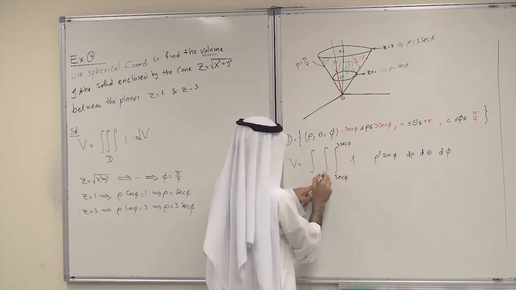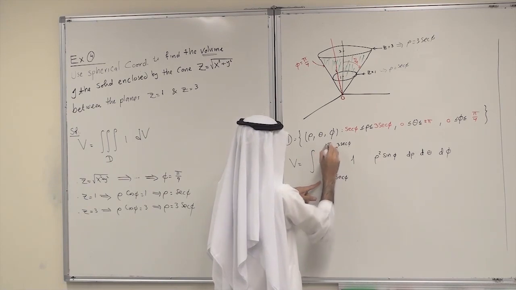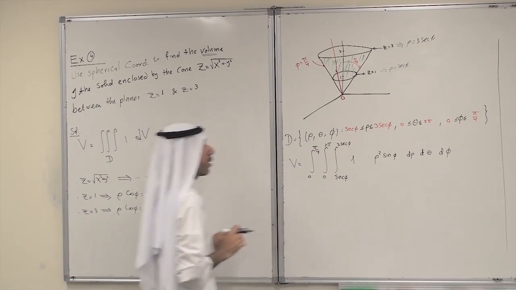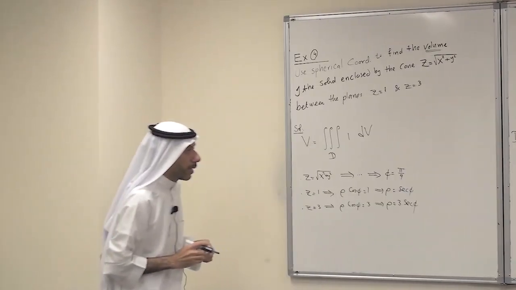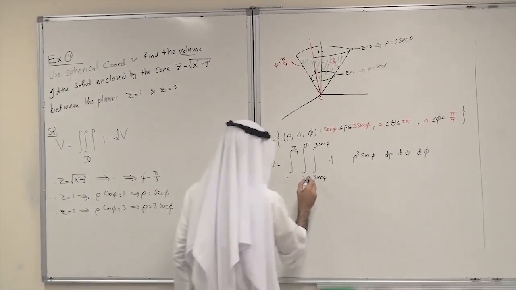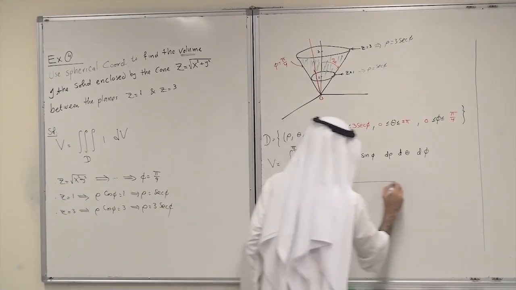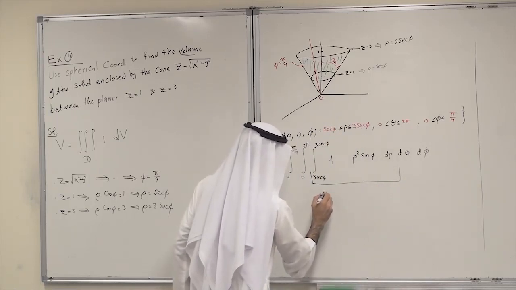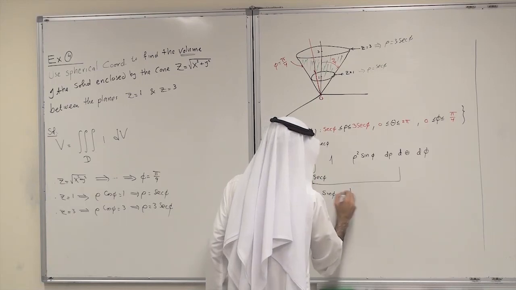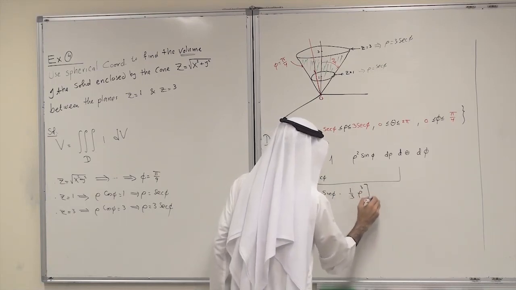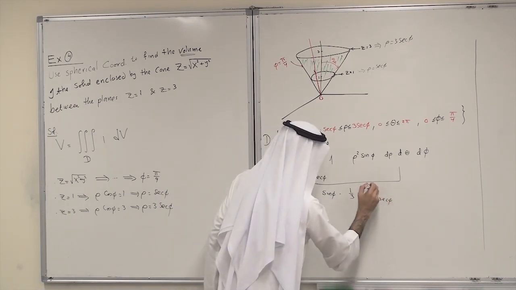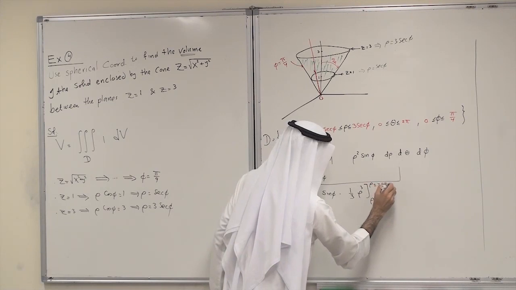The limits of theta are 0 to pi, and the limits of phi are 0 to pi over 4. This is the setup of the limits of integration. The next step, we integrate the inner integral with respect to rho. So this is sin phi, times one third rho cubed, from rho equals secant phi to rho equals 3 secant phi.